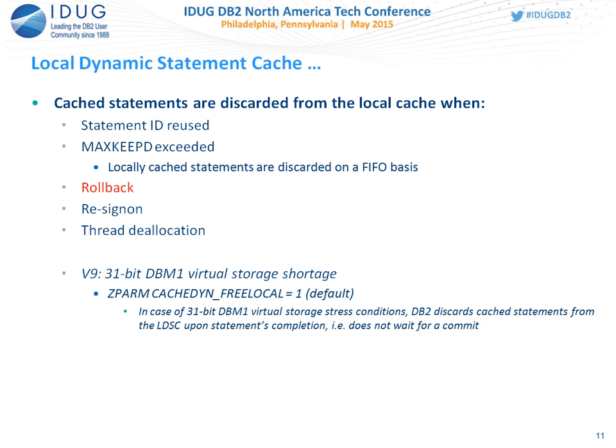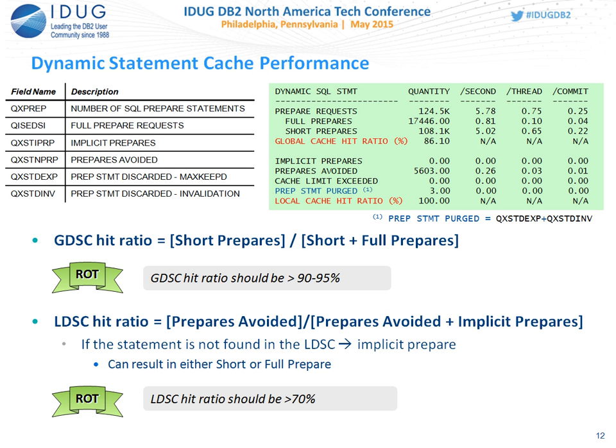This is on by default. It used to be a hidden ZPARM, now it's an opaque ZPARM. I think CACHEDYN_FREELOCAL just says if I'm running out, if over 75% of my virtual storage is being filled up below the bar in DBM1, start throwing out big statements. So this is on by default. It's kind of your safety valve, so to speak, for local. So this is what we go and look at on a customer site.